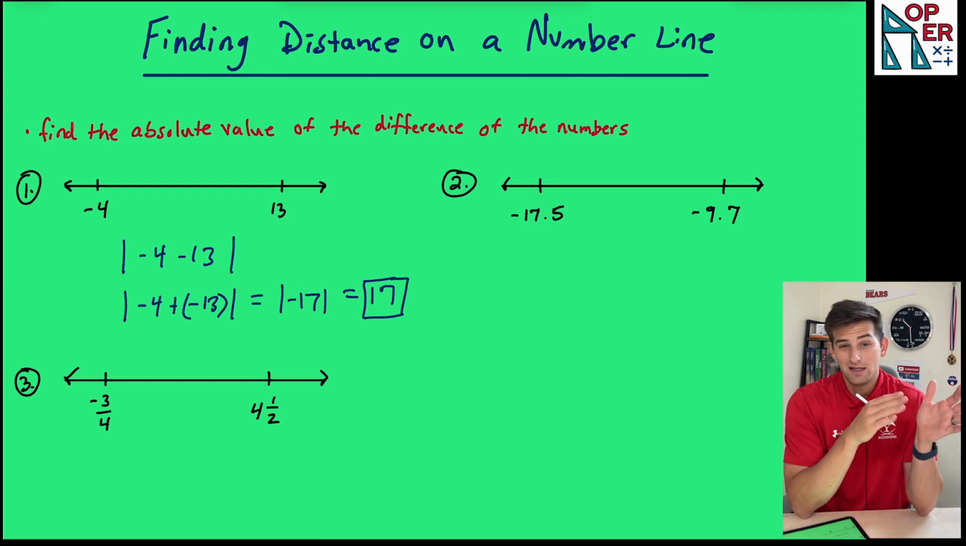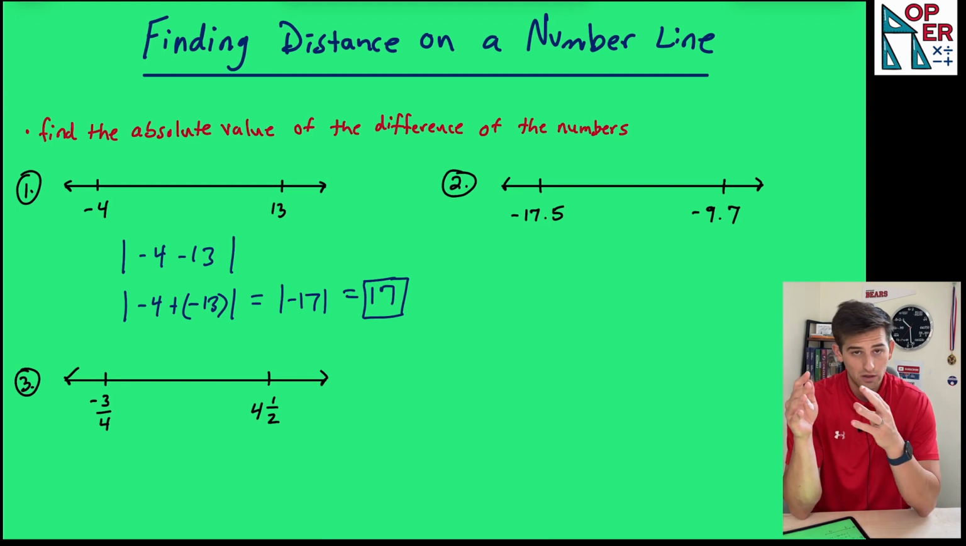And if we think about that, -4 to 0 would be 4, right? And then 0 to 13 would obviously be 13. So now we have 13 and we have 4. That's where the 17 comes from, okay?